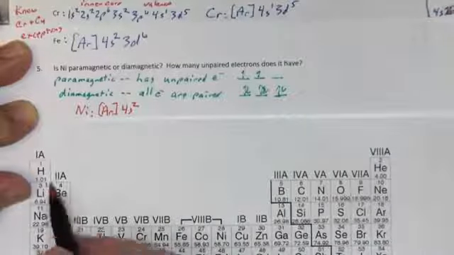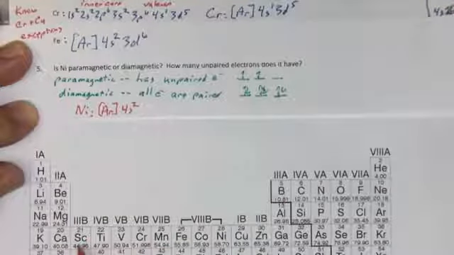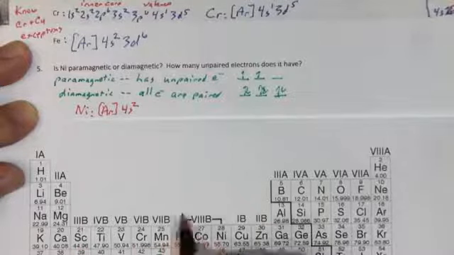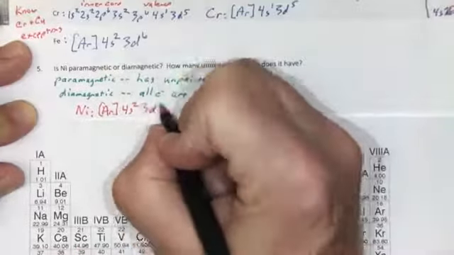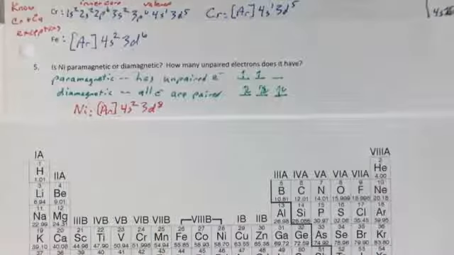3D, this is 3D because the S block starts with 1, the P block starts with 2, the D block starts with 3. 3D, 1, 2, 3, 4, 5, 6, 7, 8. 3D8. So that's the electron configuration. Now we've got to figure out how many electrons are paired.